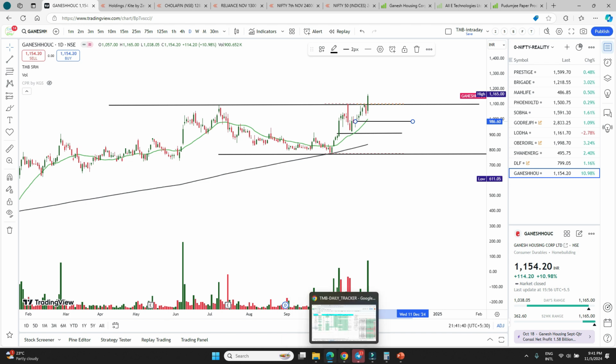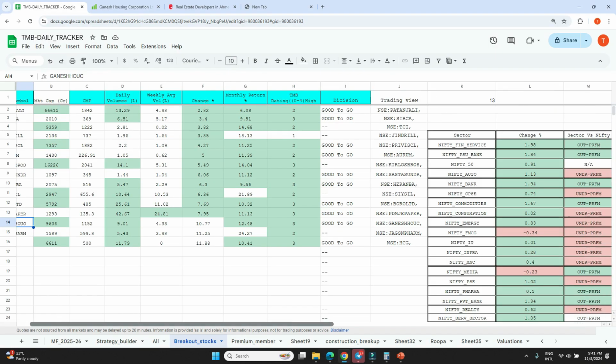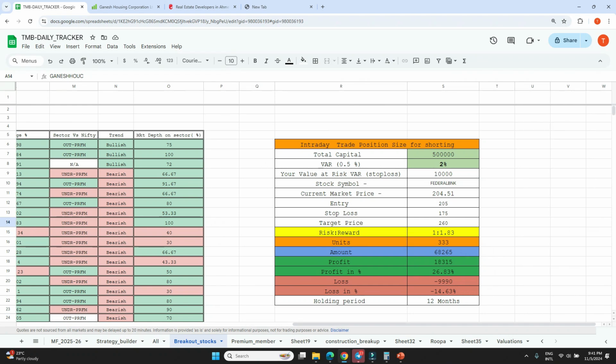Now let me go to the risk reward table. This is the risk reward. 5 lakh rupees, if I have that capital, I wanted to risk only 2%. If I wanted to risk 2%, my entry, let me say 1150 tomorrow, if the market trades there, my entry is this one. Stop loss is 895, I am thinking.